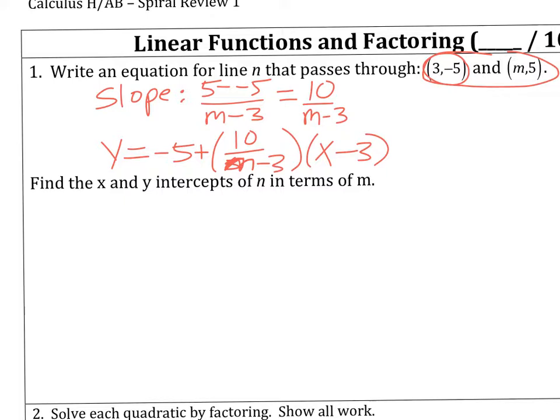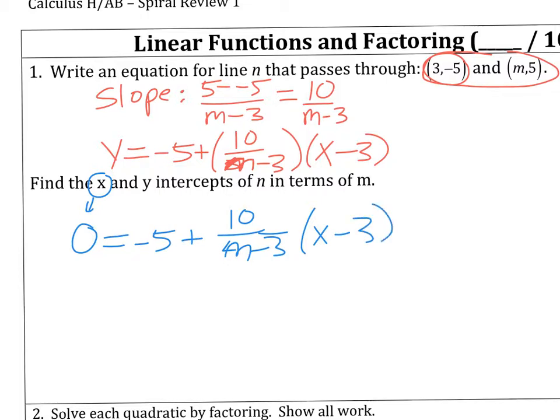Okay, so we've got to find the x and the y-intercepts in terms of m. In other words, we've got to figure out what it means to be an x-intercept or y-intercept, and then basically do that type of math out. Okay, so an x-intercept happens when y is 0. So I'm going to write this as 0 is equal to negative 5 plus 10 over m minus 3, and that's times x minus 3.